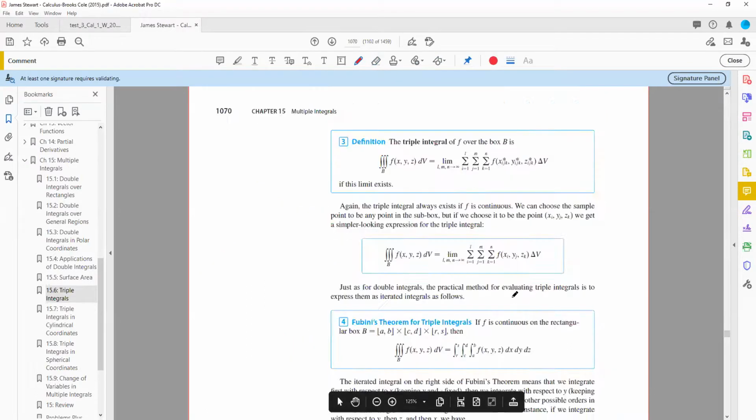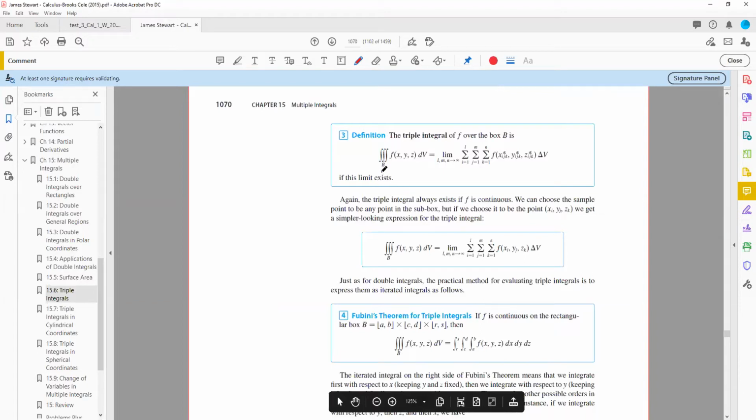Okay, and this is the definition. This is the definition of the triple integral. The triple integral is nothing else but the triple Riemann sum as L, M, and N go to infinity.